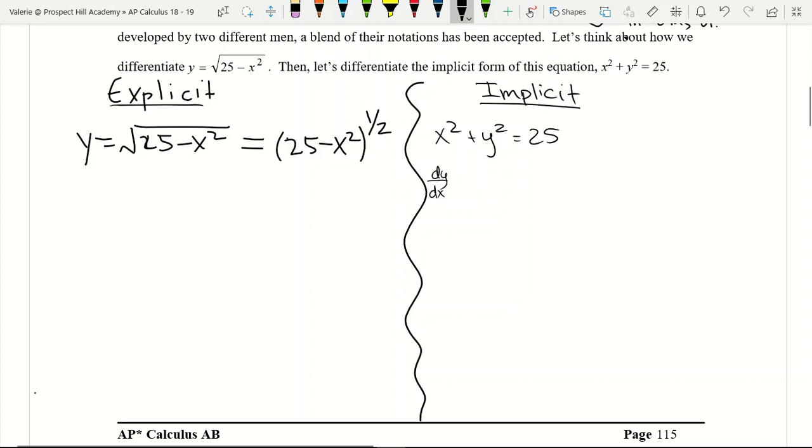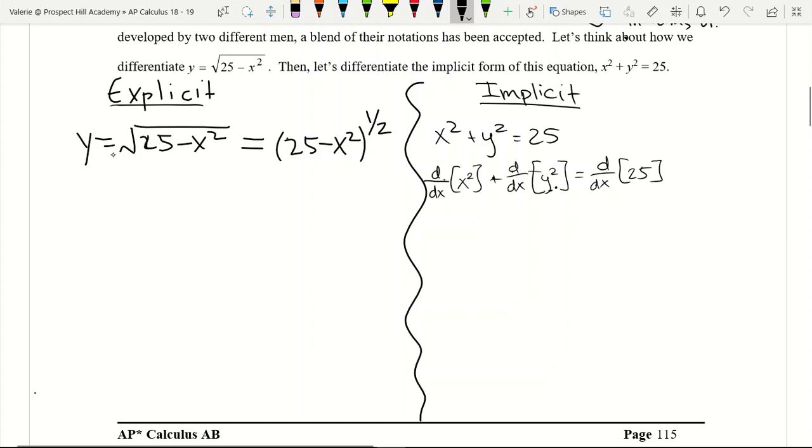Actually, it's not dy dx in this case. For this first term, since we're not differentiating y, this is x squared, we're just using d dx of x squared plus d dx of y squared equals d dx of 25. So I'm basically taking the derivative of x squared in terms of x plus the derivative of y squared in terms of x plus the derivative of 25 in terms of x.